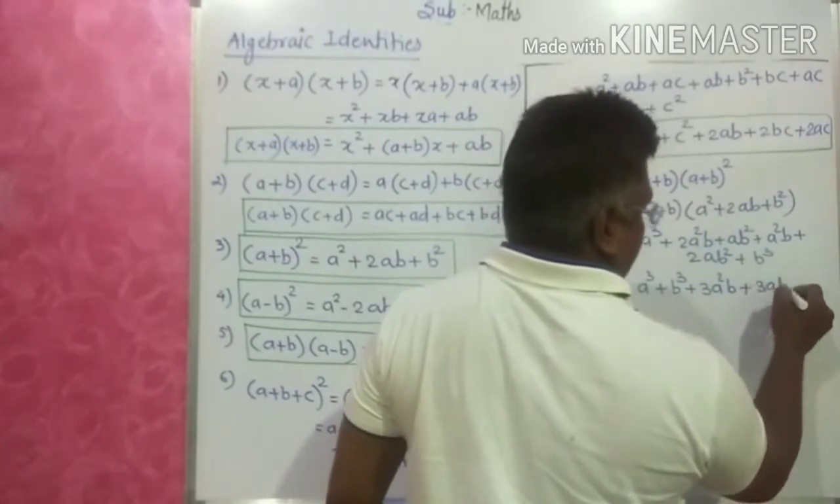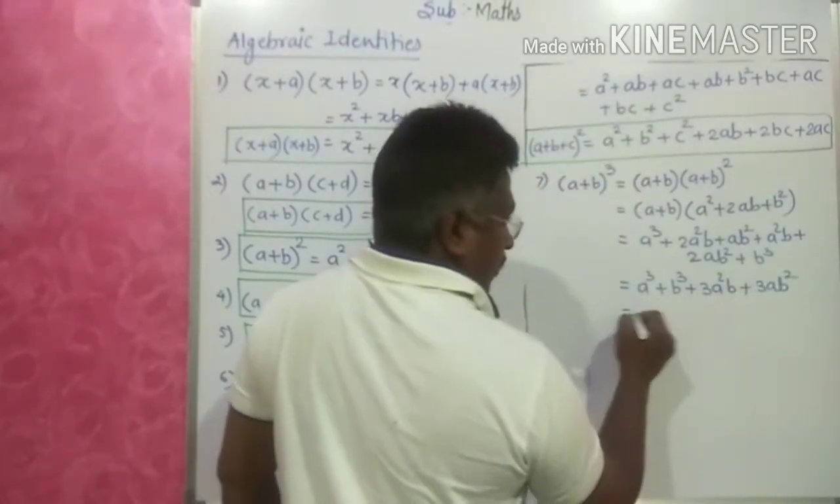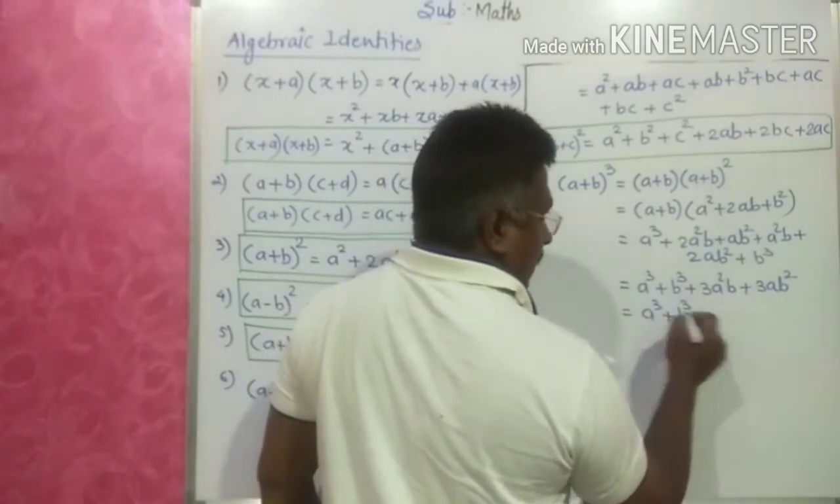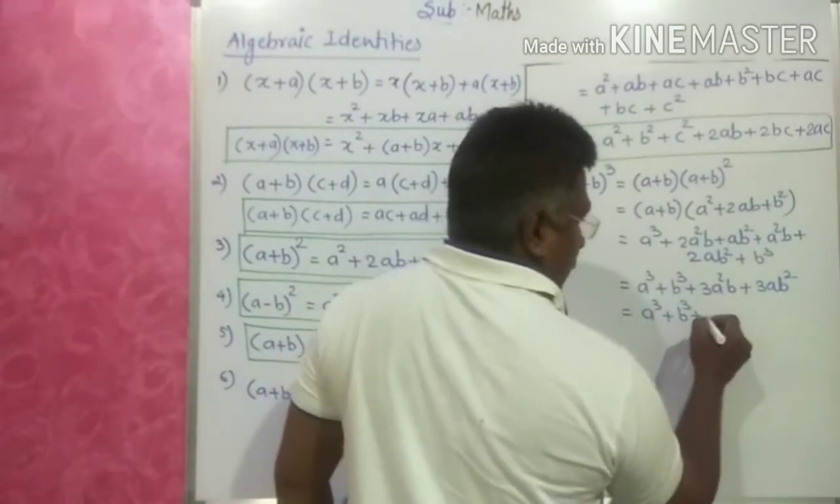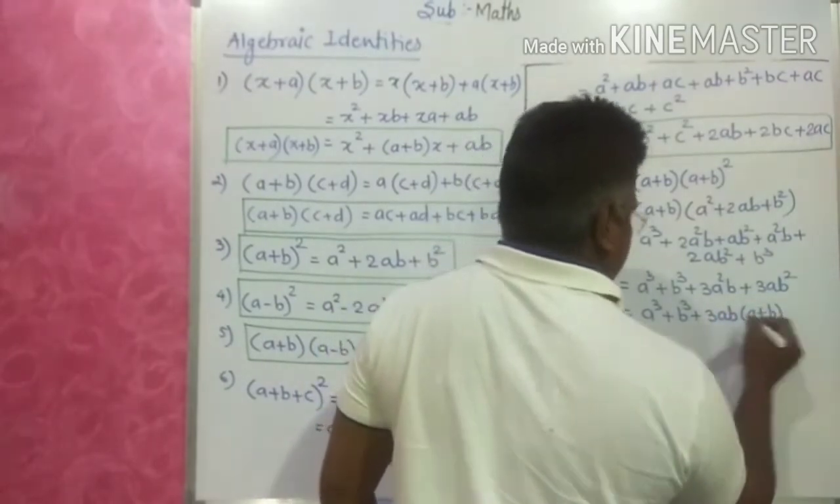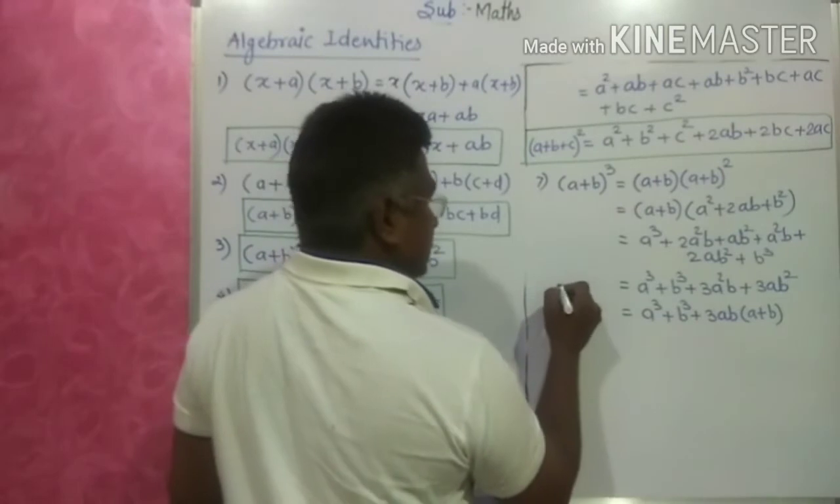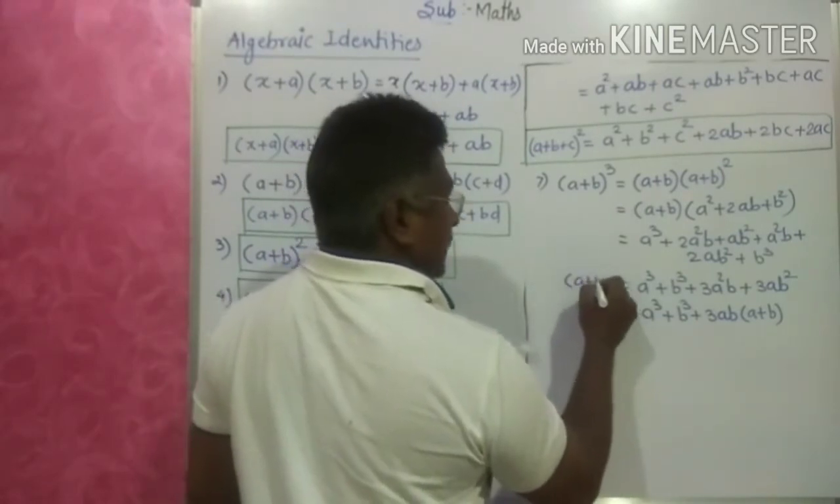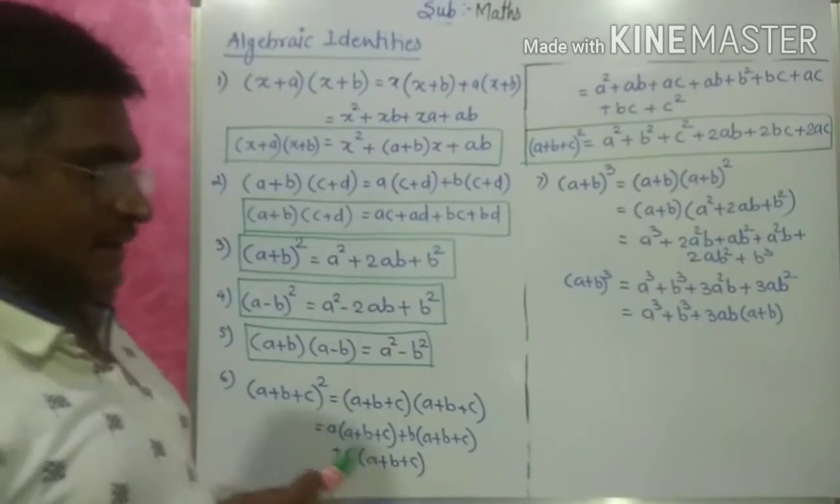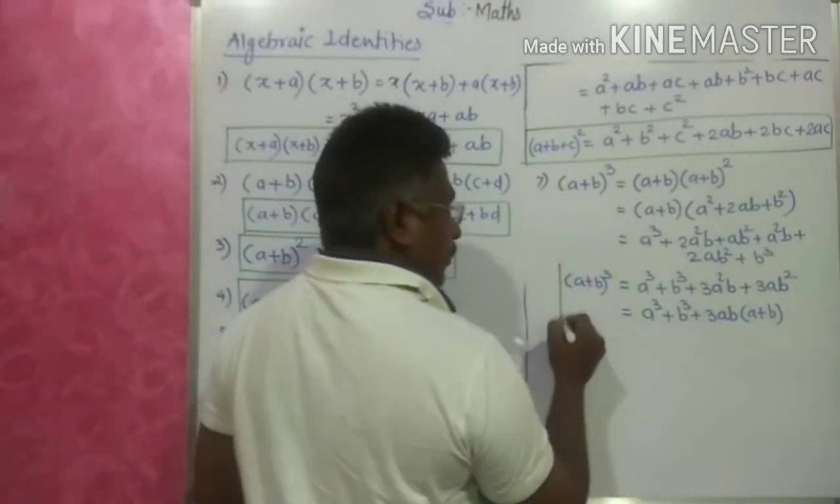plus 3ab square. Or in this way also we can write (a plus b) cube as a cube plus b cube plus 3ab common, (a plus b). So this is (a plus b) whole cube. What is the identity for (a plus b) whole cube?